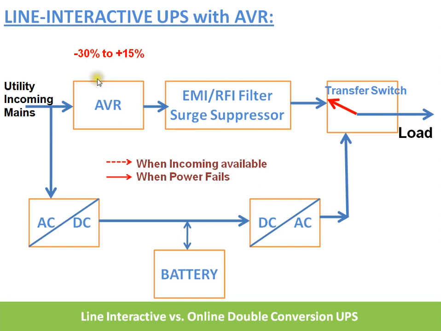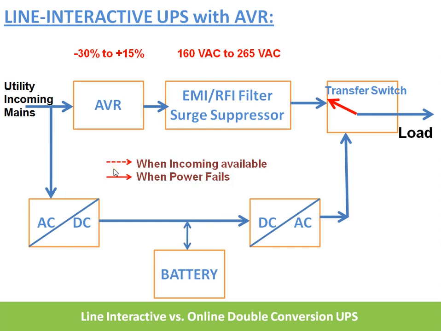Suppose this AVR block has a specification of -30% to +15% of the set value. This comes to around 160 volts AC to 265 volts AC. So this AVR block will work as long as the incoming voltage is within this range. It will increase the voltage if the incoming voltage is low and decrease it if the incoming voltage is high, and feed the required voltage to the load without transferring the UPS to battery mode.